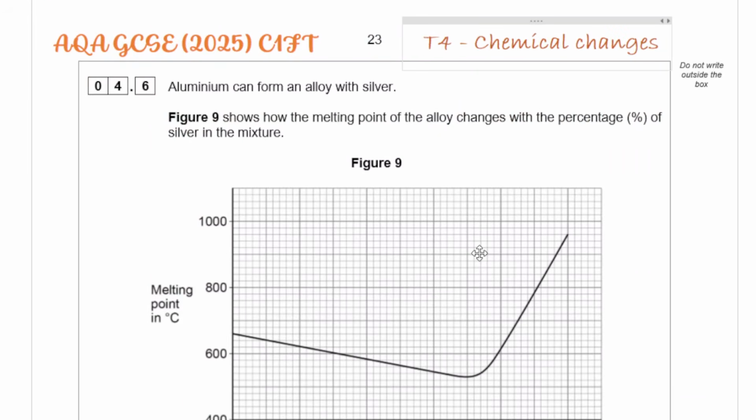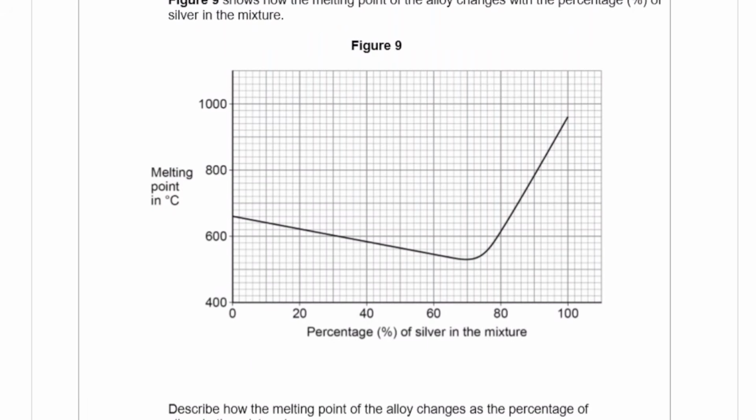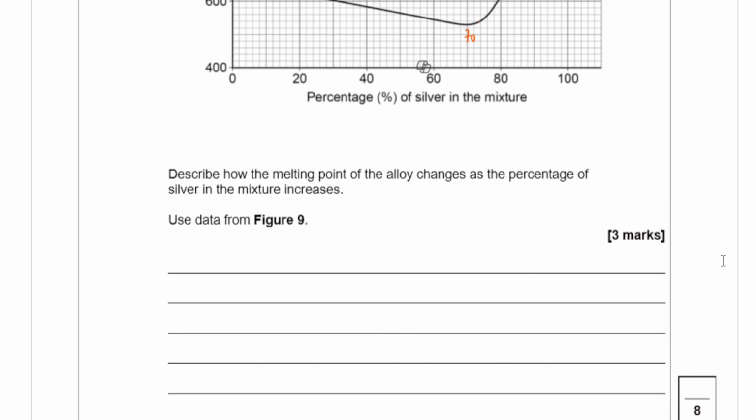Aluminium can form an alloy with silver. Figure 9 shows how the melting point of the alloy changes with the percentage of silver in the mixture. So as you increase the percentage of silver to about 70, the melting point goes down and then it actually shoots up. Okay? Describe how the melting point of the alloy changes as the percentage of silver in the mixture increases.